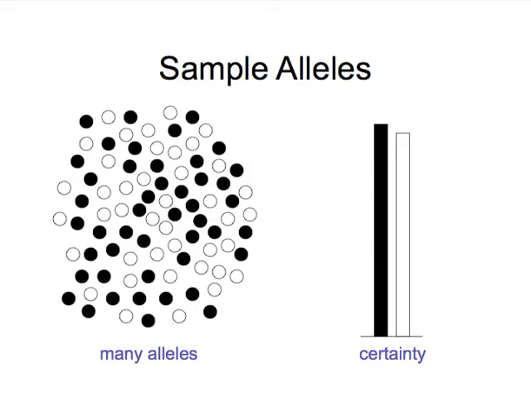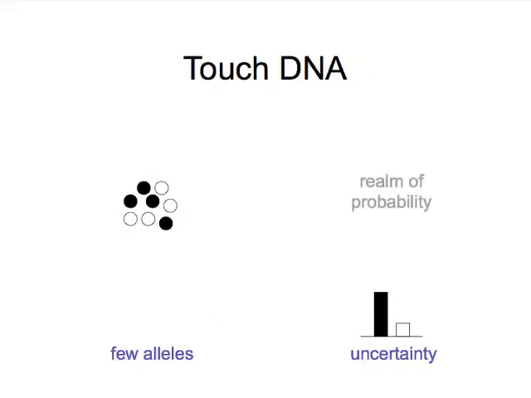So if you reach your hand into that bag, think of the alleles as marbles, right? And you pull out some number of them, and there are a lot of them, then you're pretty much going to get a balanced number. The number of blacks you're going to get, the black alleles, will be about the same as the number of white alleles because you're sampling from something that's large. That's normal DNA. That's not touch DNA. Touch DNA is when you have very few alleles.